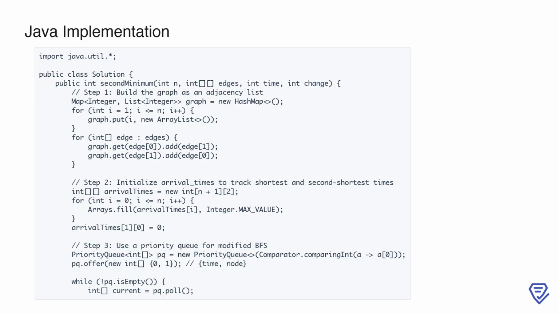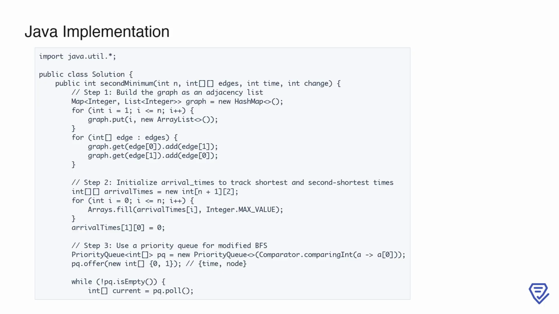This allows us to efficiently store and traverse the connections between nodes. We start by initializing the graph as a hash map where each node points to a list of its neighbors. Then, we iterate through the edges array to populate this graph structure, ensuring that each edge is bidirectional. Next, we set up a 2D array called arrival times to track the shortest and the second shortest times to reach each node. This array is initialized with Integer.MAX_VALUE to indicate that no paths have been found yet.